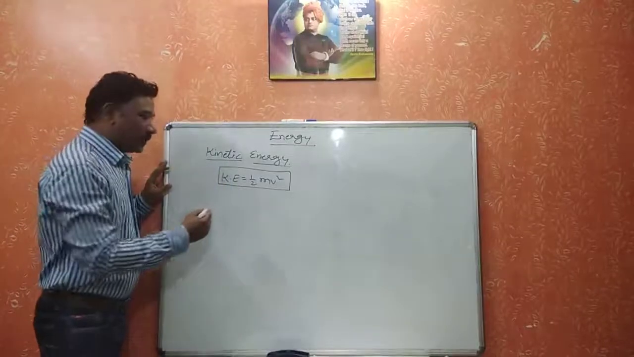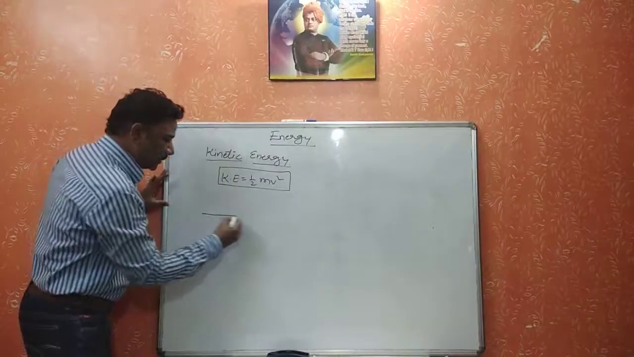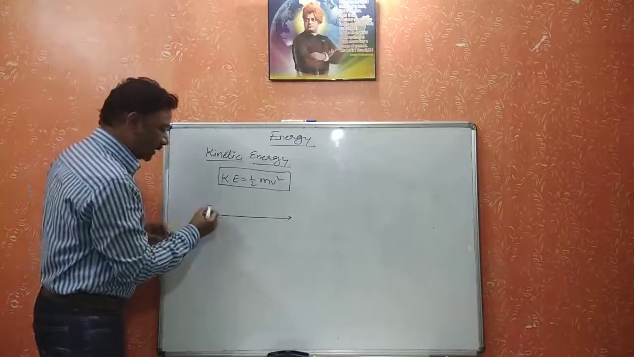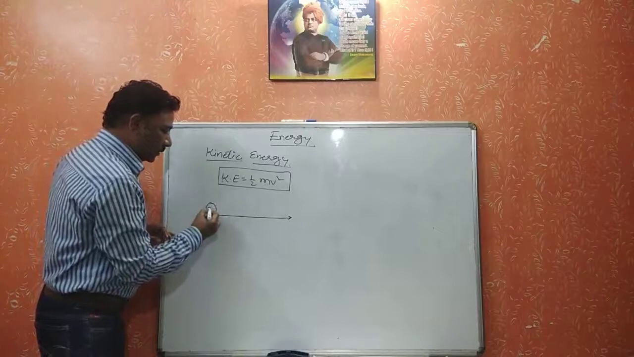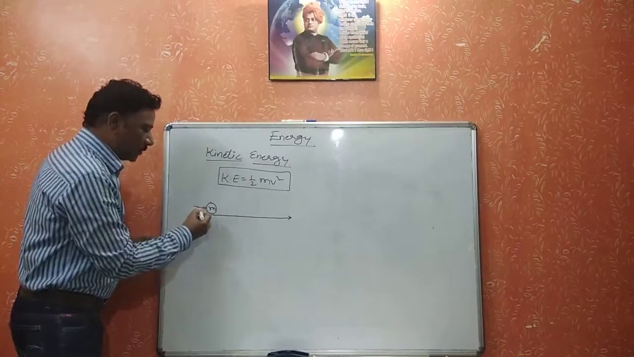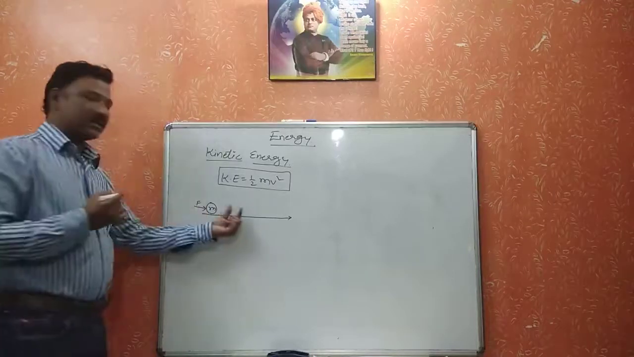Now I am taking an object. For example, it is a smooth surface. On this surface, I am taking an object with mass m. On this object, I am applying the force F in this direction.